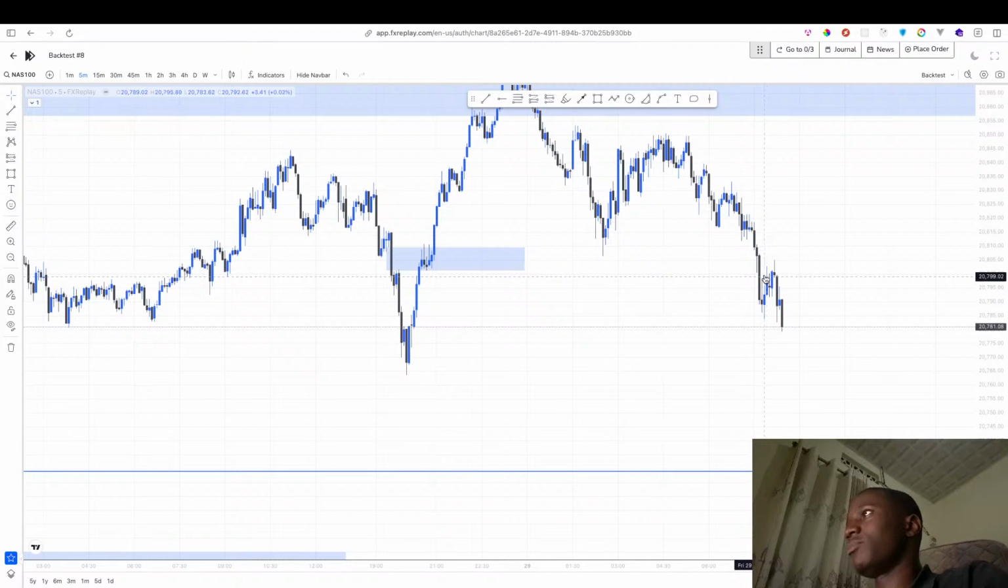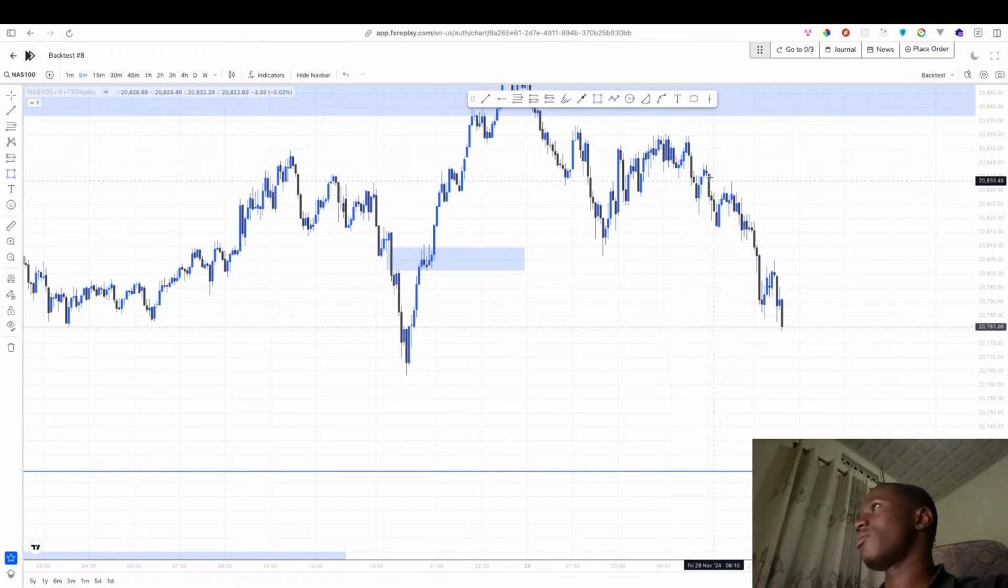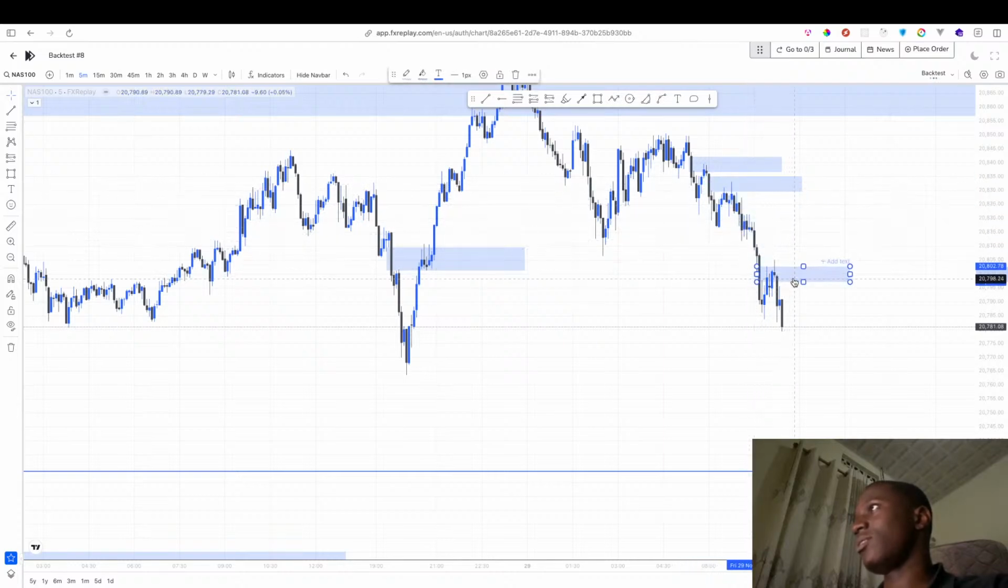So the market respected this fair value gap, respected this fair value gap, respected this fair value gap right here. I think there are 3 fair value gaps in here, but actually there's one here. So there is a fair value gap right here. You can see it. We also have another one right here. Market respected.